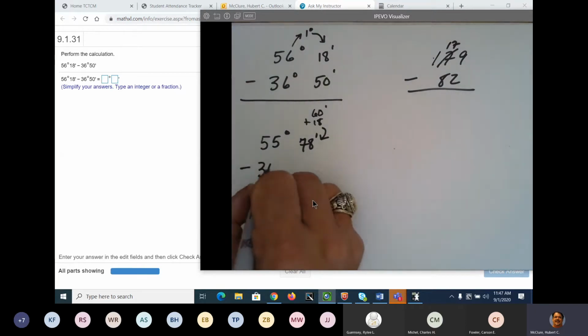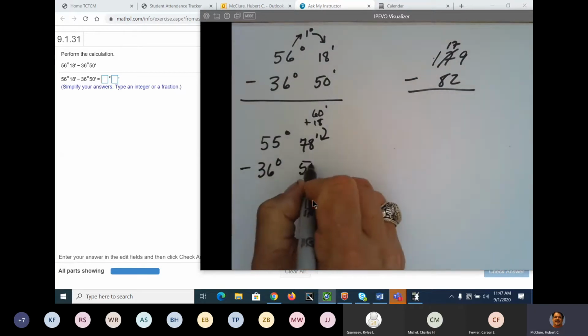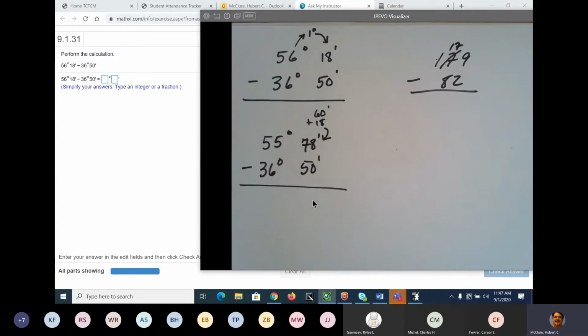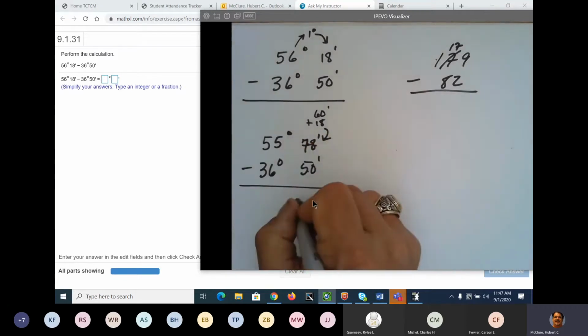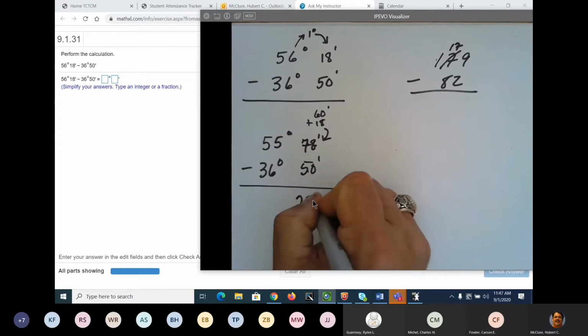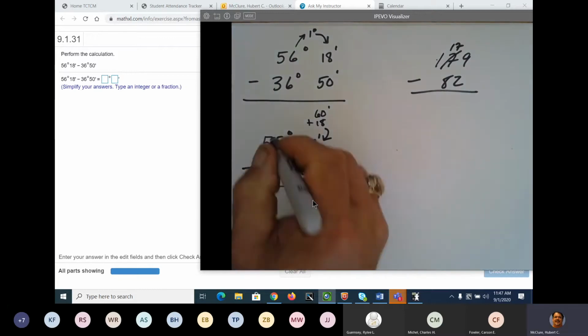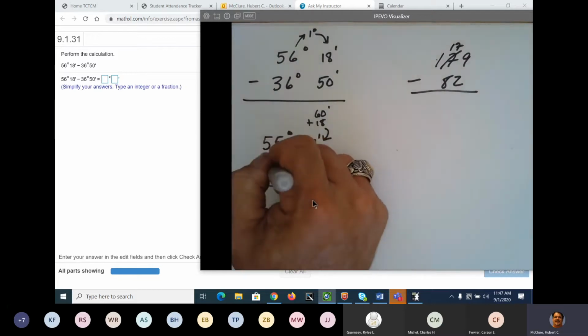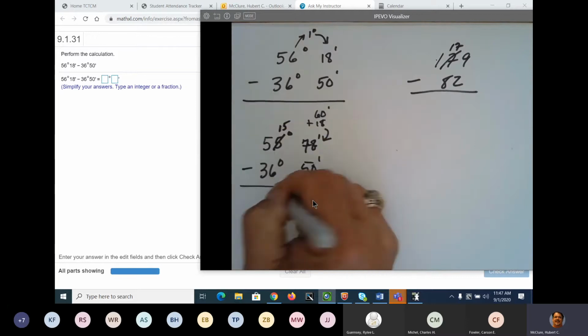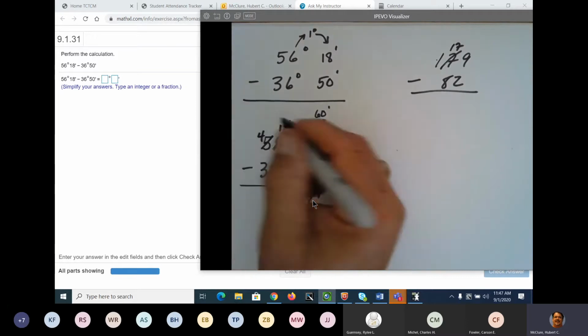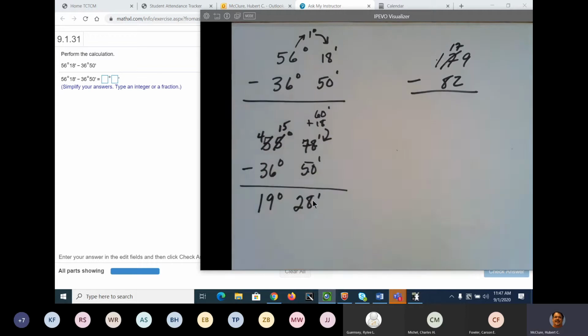Minus 36 degrees, 50 minutes. Now we can subtract. 78 minus 50 is 28. And 55 minus 36, 5 minus 6, that'd be 15, that'd be a 9, and then that'd be a 4. I got 19 degrees, 28 minutes.